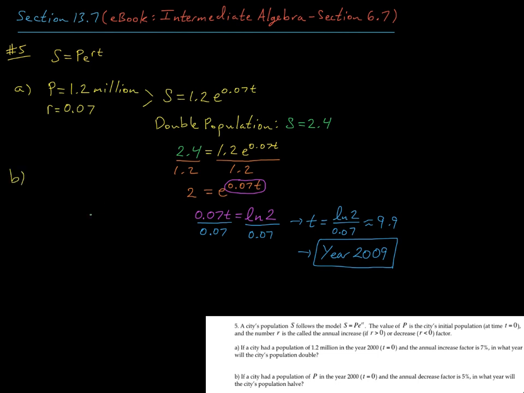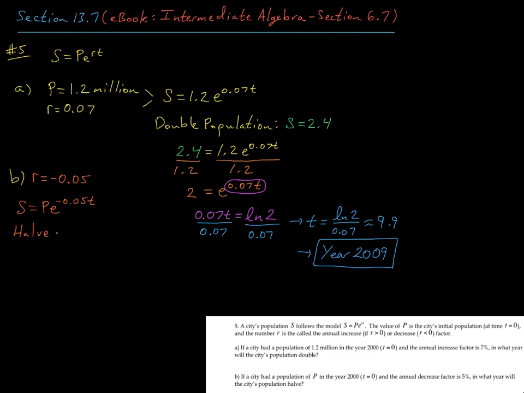It says if a city had a population of P in the year 2000, so again, that's when t is 0, and the annual decrease factor is 5%, in what year will the city's population halve? All right, so notice they don't give us a numerical value for P. They're just telling us that it's some number P. But they do give us the annual decrease factor, and in this case, it'd be negative 0.05, because the problem states that if it's a decrease factor, then your R value is negative. So that's going to tell us that S is equal to P, which again, I don't know the numerical value for that, times e to the negative 0.05t.